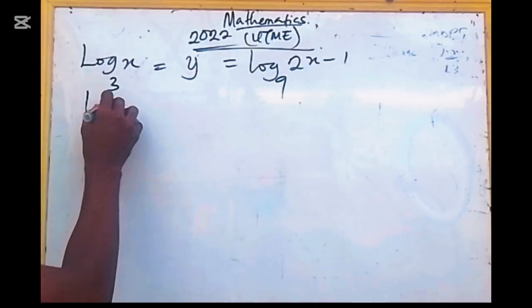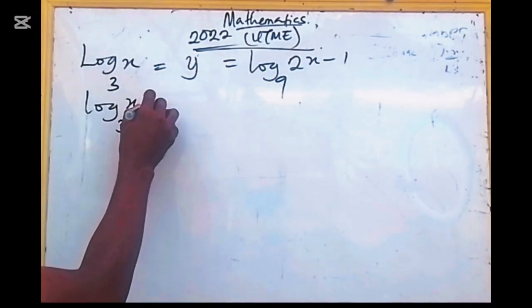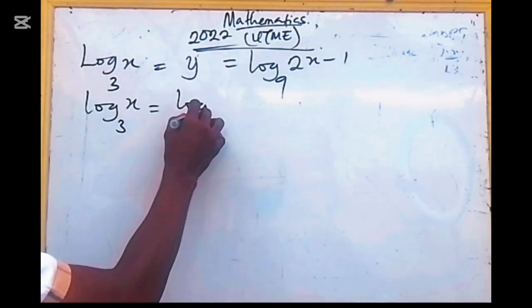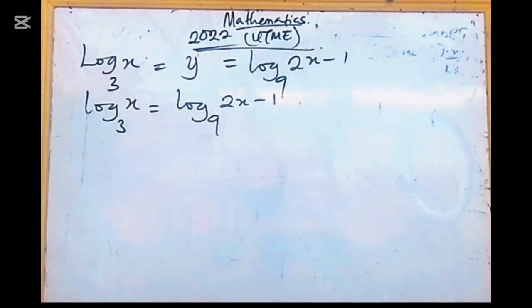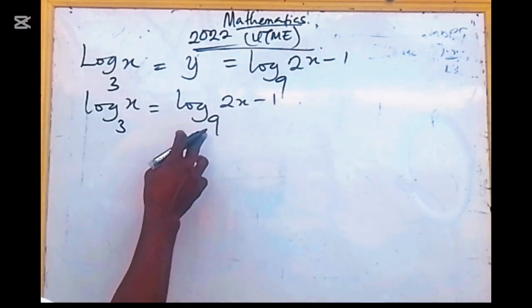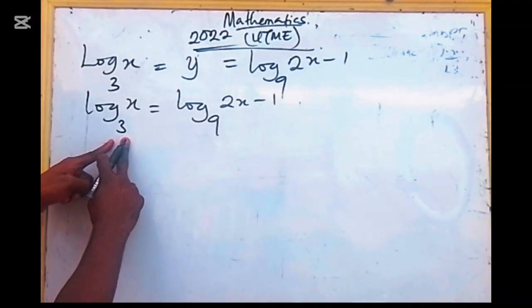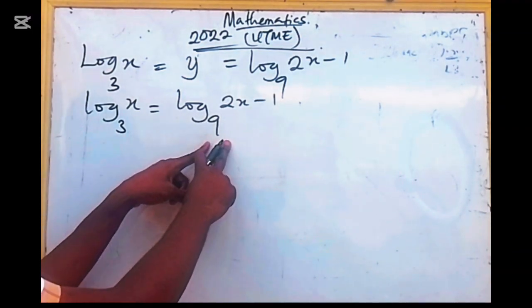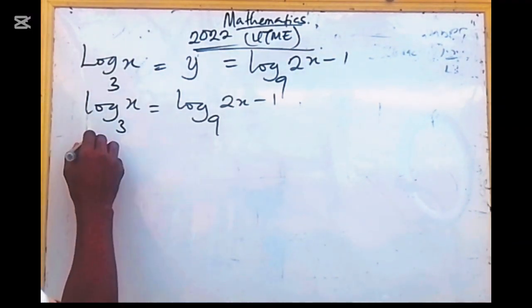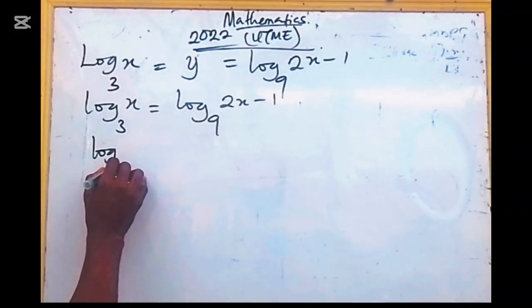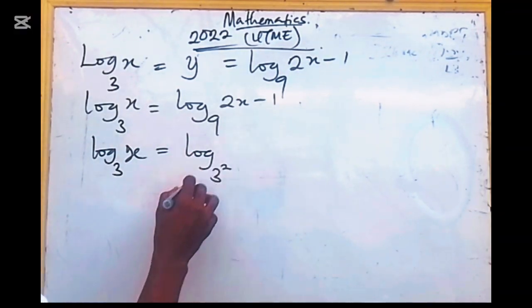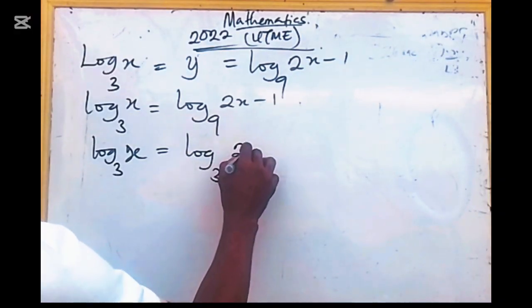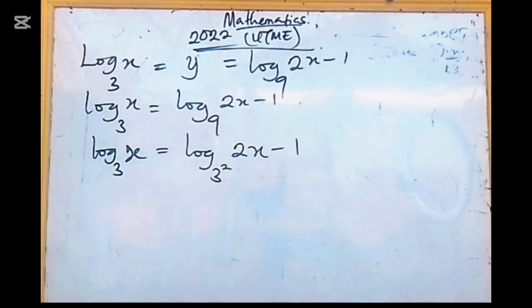That means log x is equal to log 9, 2x minus 1. They are equal. So from here now, I will turn this one. This is already base 3. I also make this one base 3. Now I say log base 3 of x equals log base 3 of 3 raised to 2, 2x minus 1. Now I need to remove this 2 from here and bring it here.